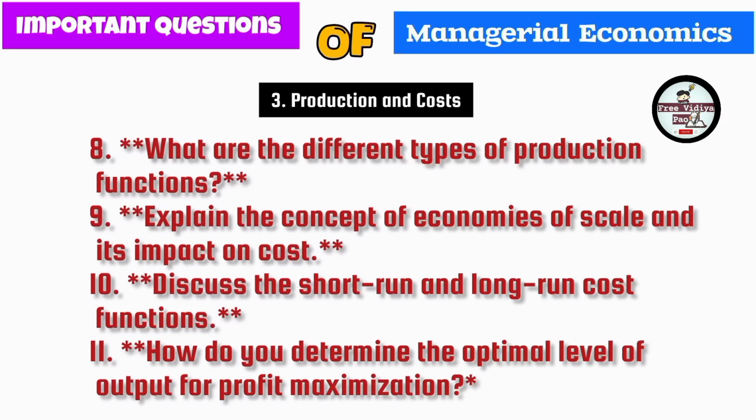Next topic is production and costs. First question what are the different types of production functions. Next explain the concept of economies of scale and its impact on cost. Next discuss the short run and long run cost function. And next है how do you determine the optimal level of output for profit maximization.